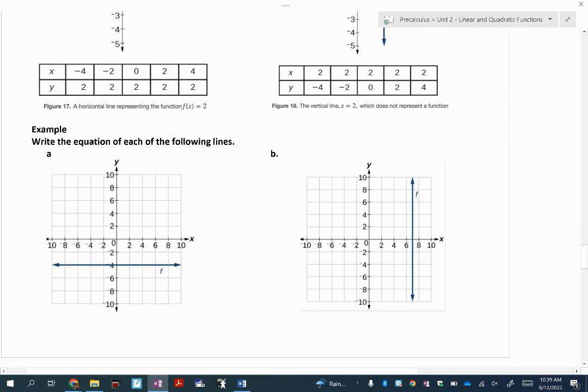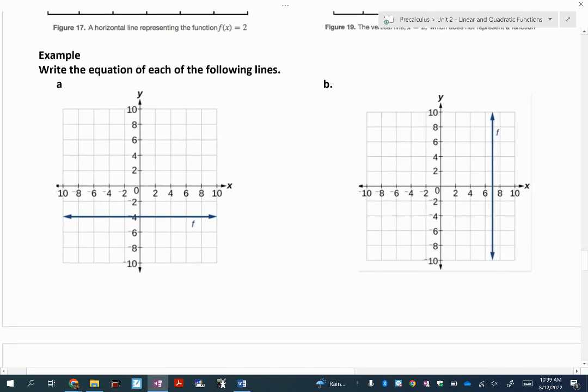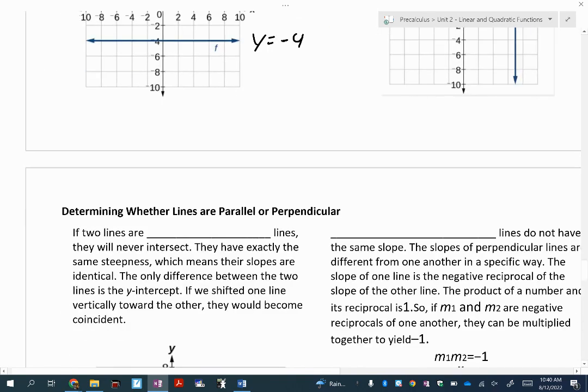All right, so if we want to look at these examples here on A and B, this is going to be y equals -4 because it's horizontal. And this vertical line is going to be x equals 7 because all of the points on that line here in letter B, all of them have 7 in their x coordinates. Same thing in letter A. All of the points on that line have a y value that is -4, no matter what the x value is.